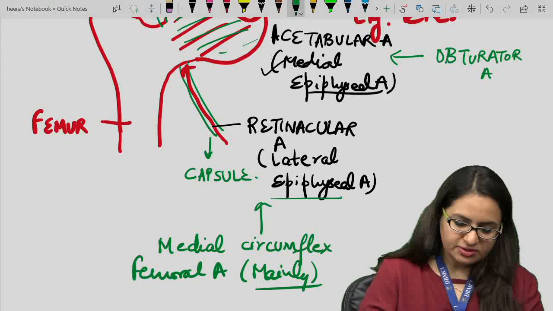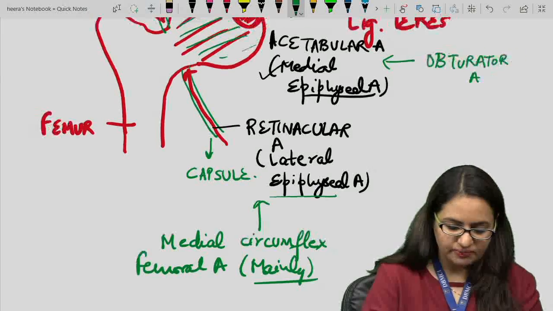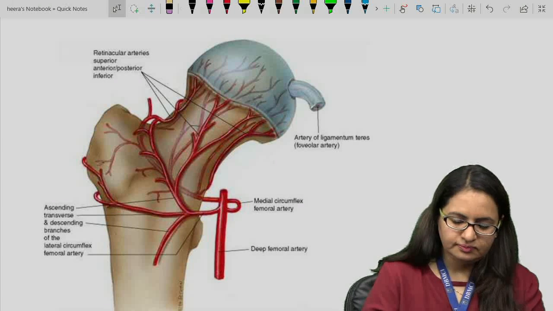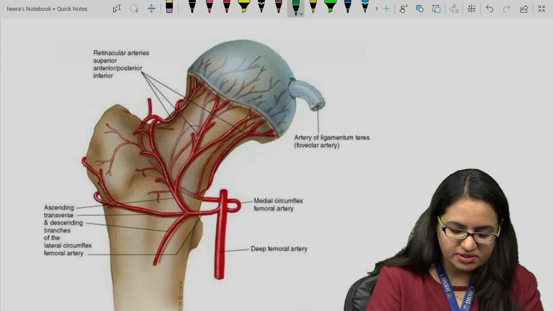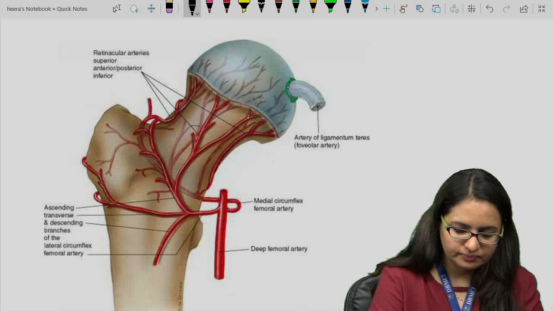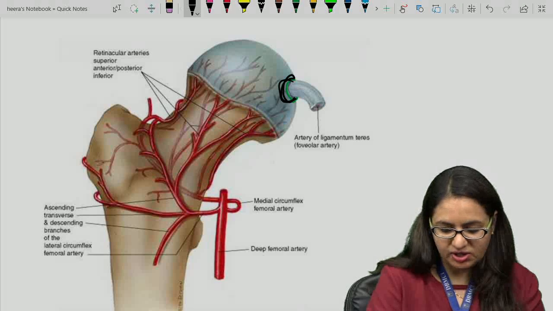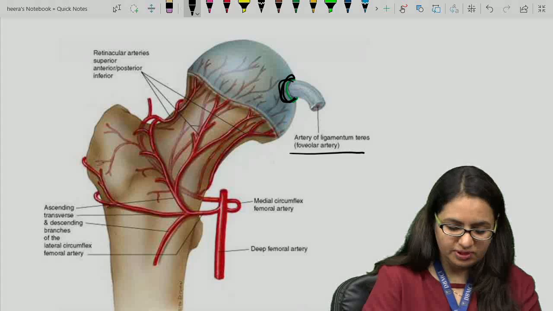Now, apart from this, it is also getting supply from the branches of the lateral circumflex femoral artery as well as the branches of the inferior gluteal artery. Now, if you see this picture, this is the same picture which we have just drawn. Over here, this is the fovea region, where the ligamentum teres is attached, and the artery which is going through this is the artery of the ligamentum teres.